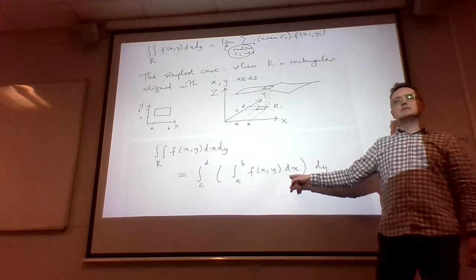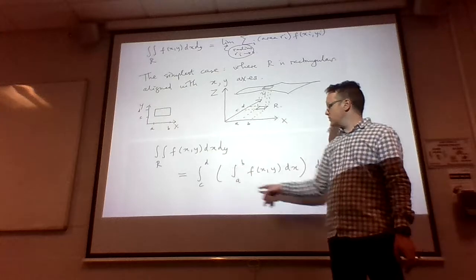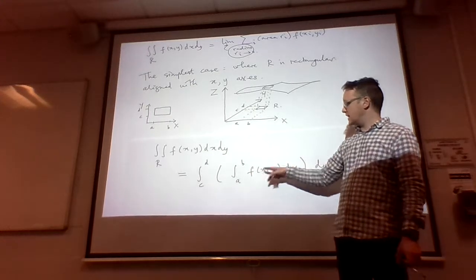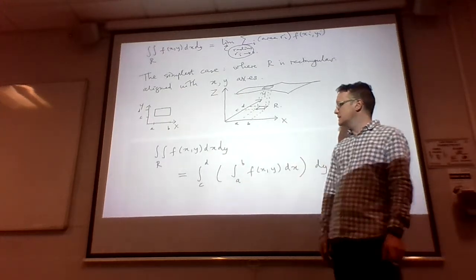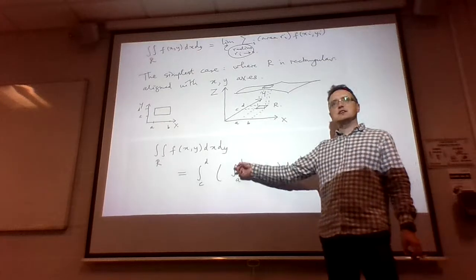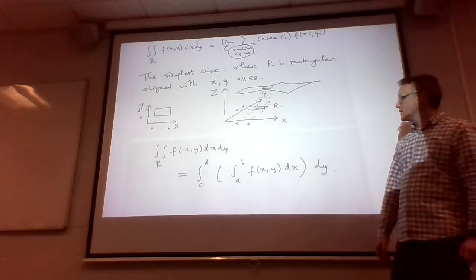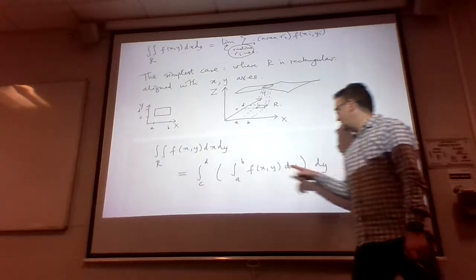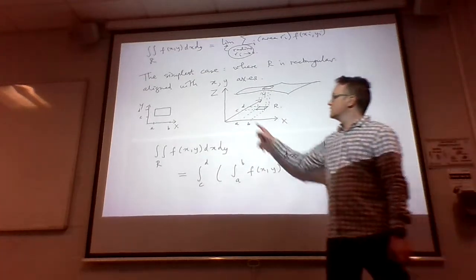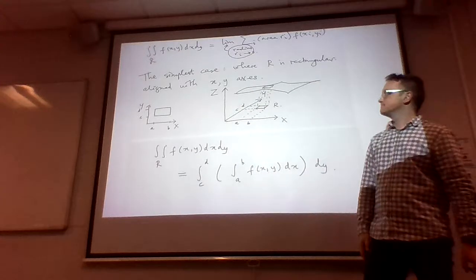Well, what will be the result of this integral? Well, you see, we'll be integrating out the x variable. The x variable goes from a to b, but there'll still be y's present in here. So this inner integral will be a function of y. But then it itself gets integrated with respect to y between the limits of c and d.